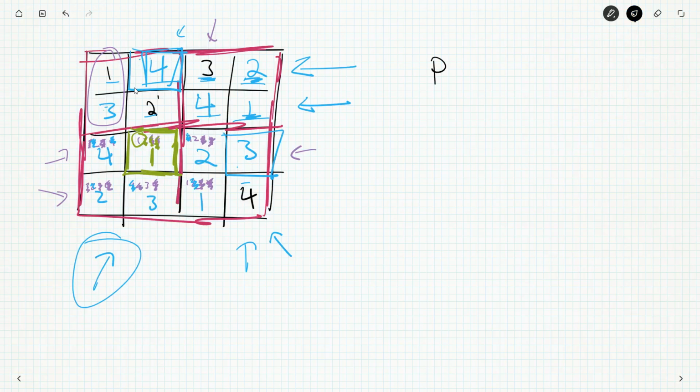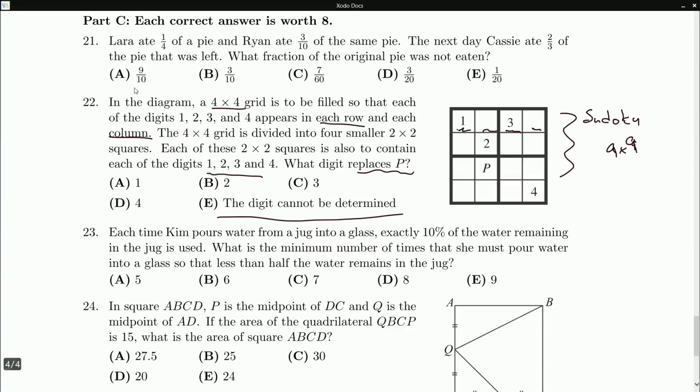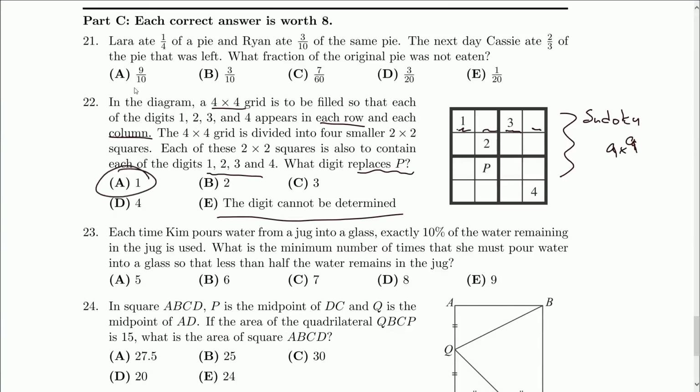But to answer the actual question, and it's fun sometimes to keep going on a question, but when you're actually writing a contest and you only have an hour to go, as soon as you've got your answer and you're confident in it, move on. Give yourself time to play around with the other questions. So P being 1 is an answer of A.